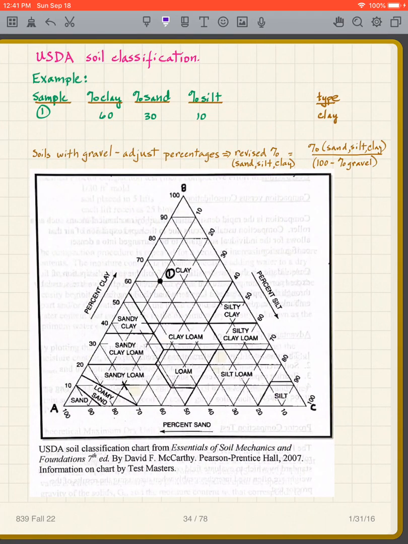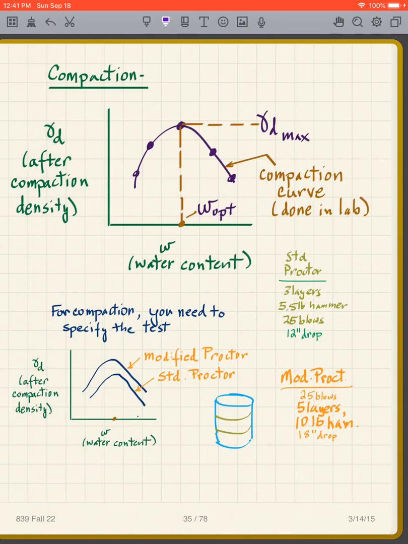Okay, so where is it? It says 60% clay. So I go up. There's 60% clay. So I'll put that there. Percent sand is 30%. 30% is here. Percent silt is 10%. 10% here. So where do we go? Well, we go right there. And we end up at that. We really only need 2 of these to get there, but you can see where do we end up? We end up with clay. So we're in the clay region. So the type is clay. All right, I'm going to pause there.